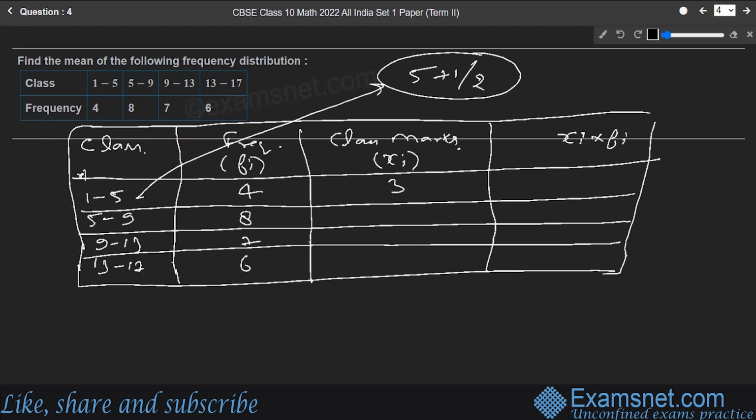If you want to create the class mark of 5 to 9, the upper value is 9, so 9 plus 1 by 2, that is nothing but 5. Now 9 to 13, so it has to be 13 plus 1 by 2, 14 by 2, that is 7. The class mark is just the center value. For 1 to 5, the center value was 3. Now between 5 to 9, the center value cannot be 5. Okay, there is a correction here. The center value cannot be 5.